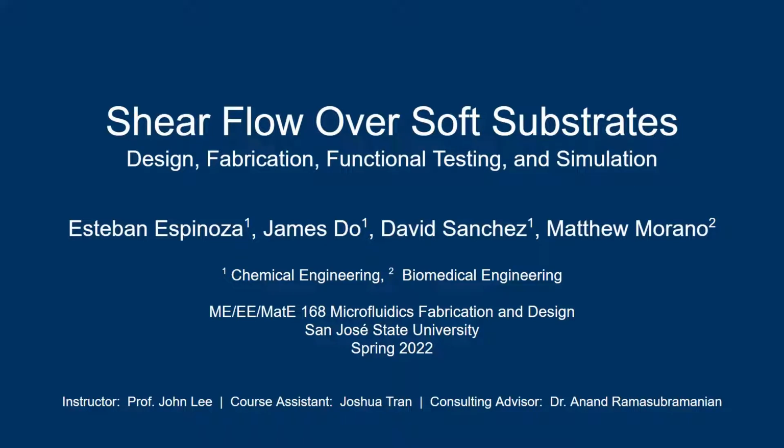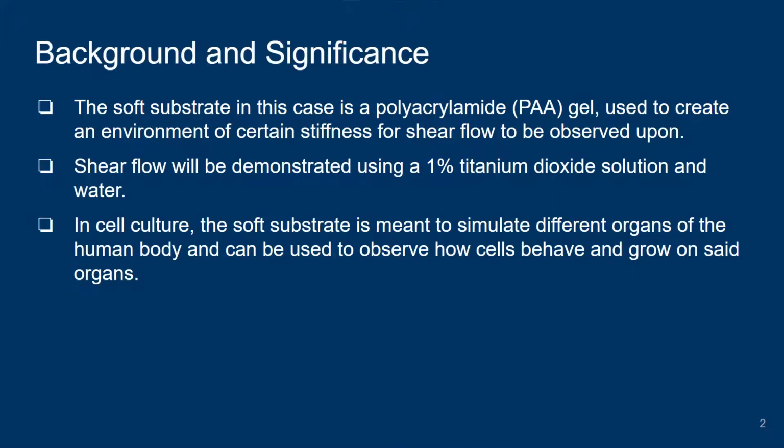Anand Ramasubramanian. The soft substrate in this case is a polyacrylamide gel used to create an environment of certain stiffness for shear flow to be observed upon. Shear flow will be demonstrated using 1% titanium dioxide solution and water. In cell culture, the soft substrate is meant to simulate different organs of the human body and can be used to observe how cells behave and grow on said organs.